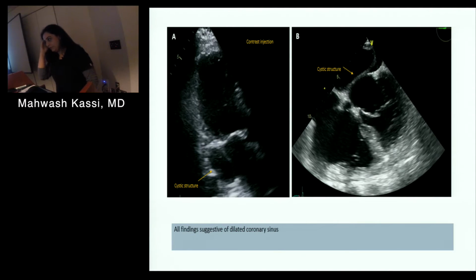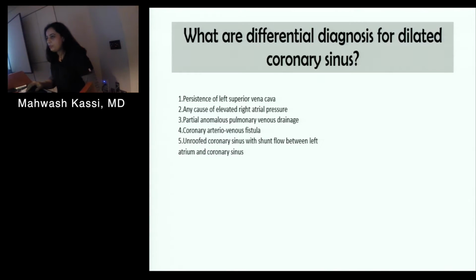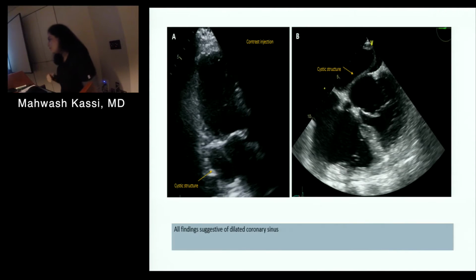Yeah. Absolutely. So at this point, what the team taking care of the patient agreed on was perhaps this is a dilated coronary sinus. And now the next question is, what is the differential diagnosis for dilated coronary sinus? The reason I bring it up is because when a case with such a dilated coronary sinus comes into the lab, not every one of us will see that. And I think it's important to understand what exactly would cause a dilated coronary sinus.